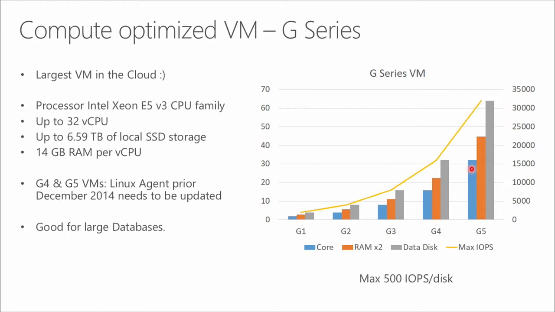We pushed the limit so much on those G4 and G5 VMs that if you run a Linux environment, you need to update the Linux agent if you're running an agent prior to December 2014. So the temporary storage will not be formatted correctly. The agent has to be updated either in your image, or you just re-download a new image from the gallery that we've seen and redeploy that VM in your environment.